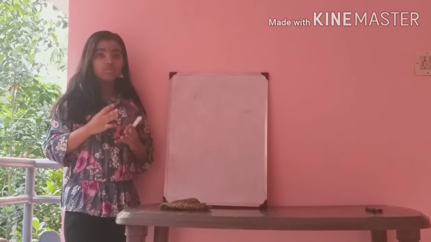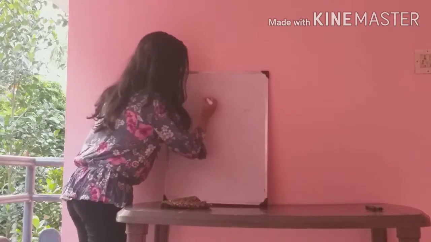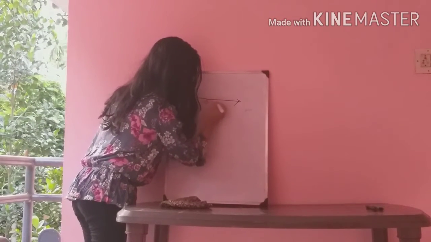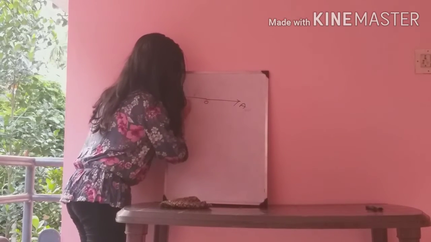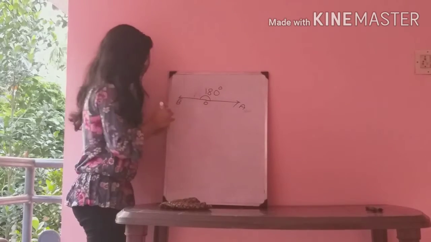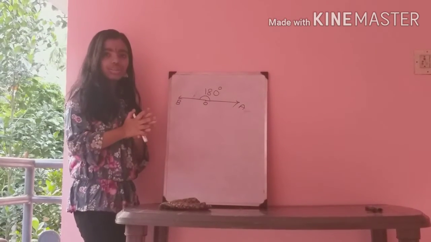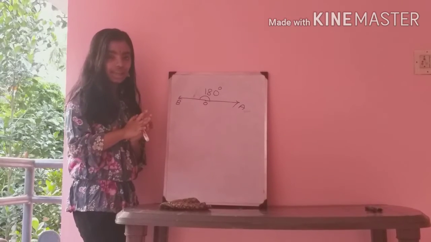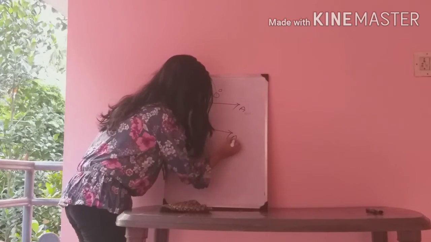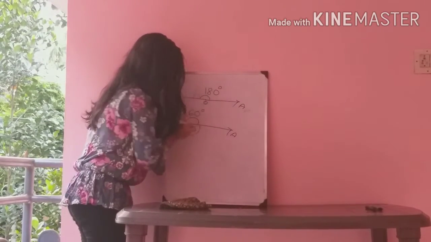An angle which is of the measure 180 degree is known as a straight angle. This is straight angle BOA. An angle which is of the measure 360 degree is known as a complete angle. This is complete angle OA.